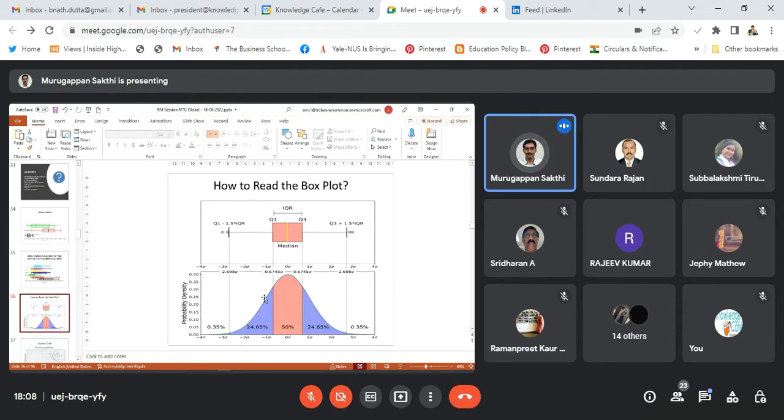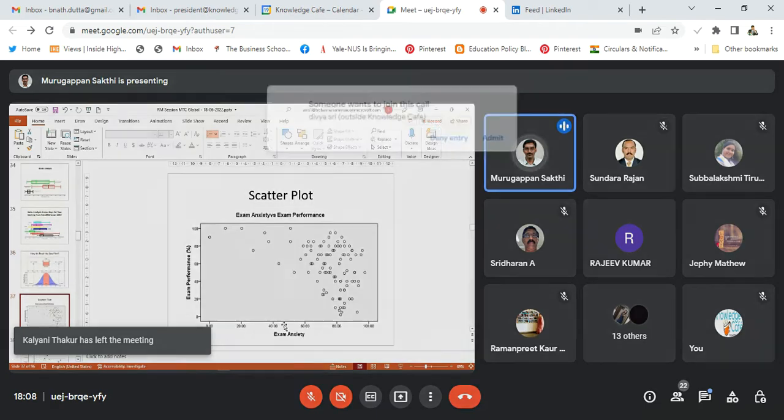This box plot can be mapped with the normal distribution, and 1.5 times the interquartile range. When you subtract it from the Q1, it's a lower bound. When you add 1.5 times the interquartile range to the Q3, that is an upper bound. Beyond that, whatever data lies is an outlier. And within the lower bound and upper bound, the data is equivalent to a 3 sigma distribution. Okay, right.